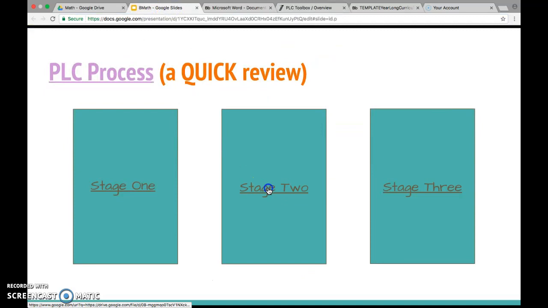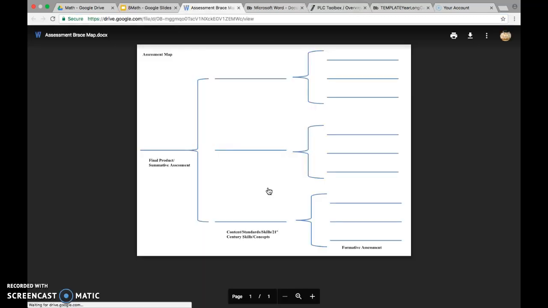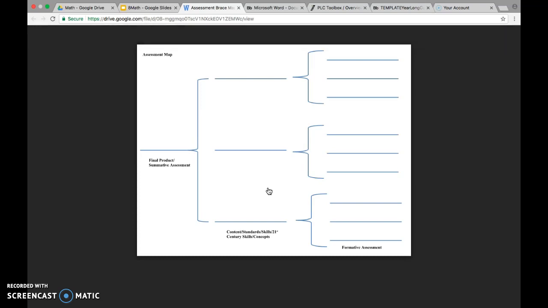The Stage 2 conversation is the assessment plan. Once you've established what it is kids need to be able to know and do, you can begin building out a plan for how will you know if they can actually do that. So like understanding by design, we begin with the end in mind. The final product goes here.